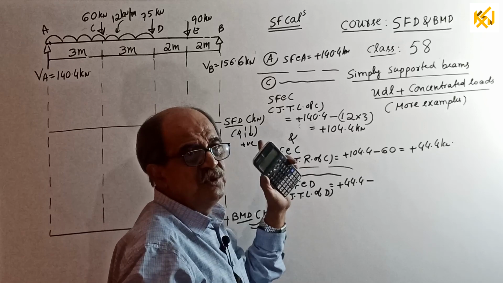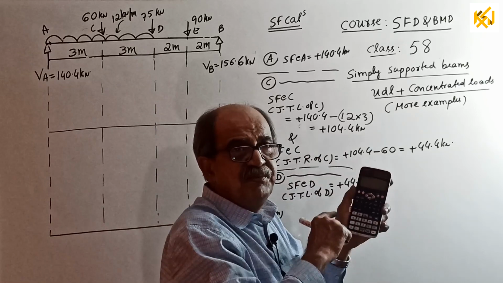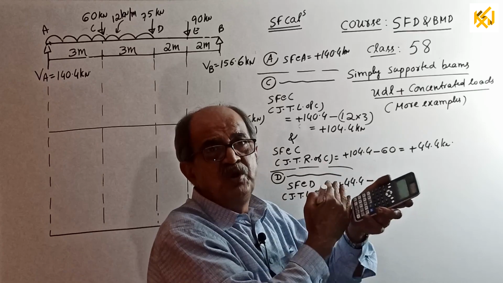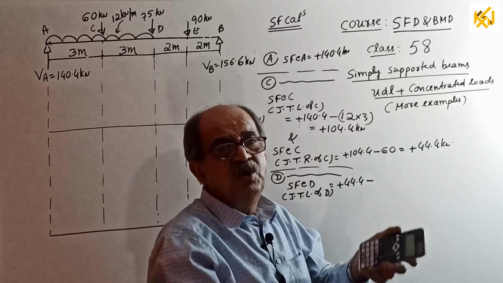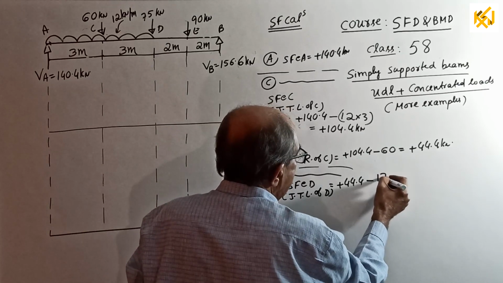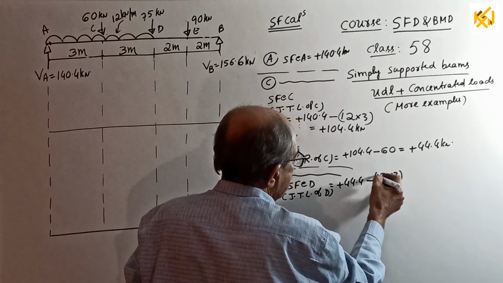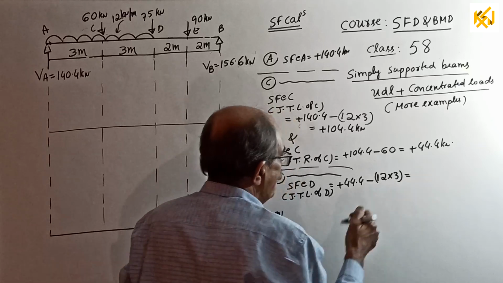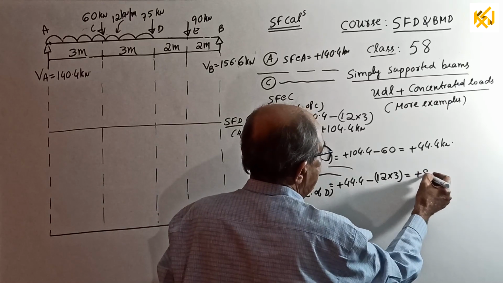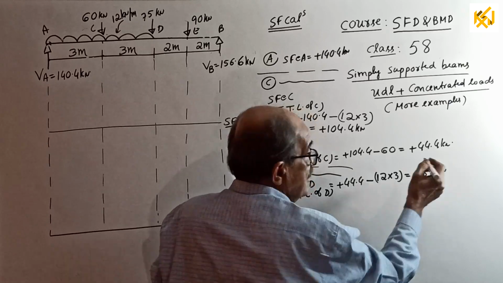From left side, if you move to right side, then every upward load you have to add, every downward load you have to subtract. So, minus 12 into 3. Some interesting point I will tell you later about this one. Minus 12 into 3 equal to plus 8.4.